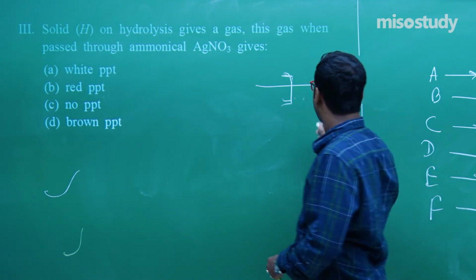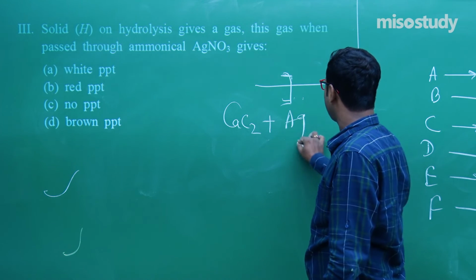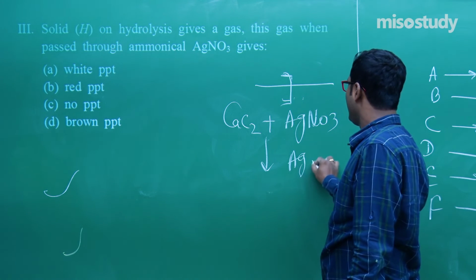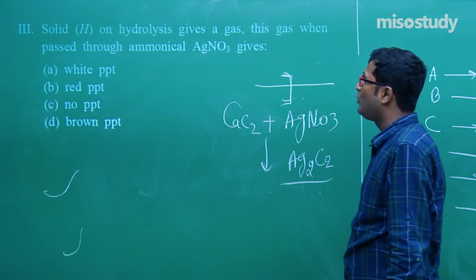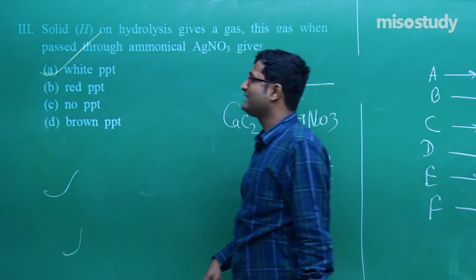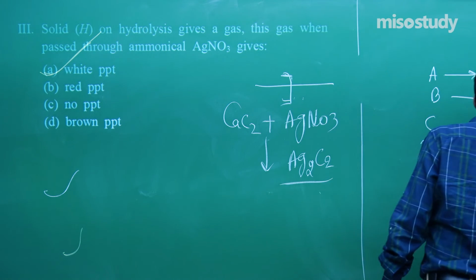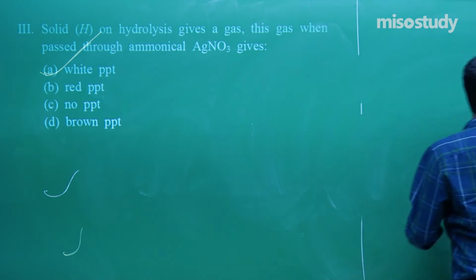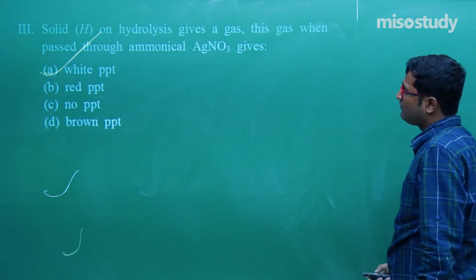2 and 3. C is the correct option. Clear? Now let's move. What will happen? Solid H is calcium carbide. When treated with AgNO3, what will happen? It gives you the normal reaction Ag2C2, and this Ag2C2 is a white precipitate. Wait for a moment, I am rubbing this part, and finally I am writing the overall reaction in this case. Clear? Now give me a few seconds.